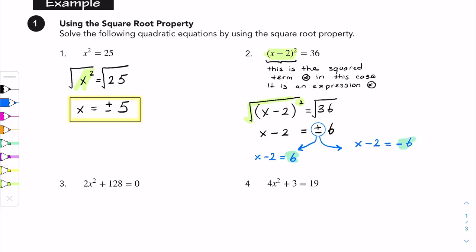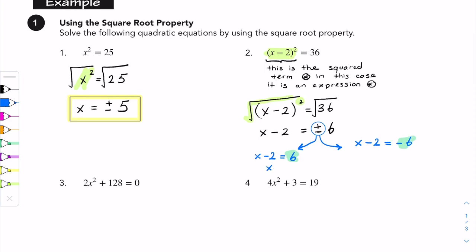Then you solve for x. Add 2 to both sides over here, we end up with x equals 8. Add 2 to both sides over here, you end up with negative 4. So your two solutions are x equals 8 and negative 4.